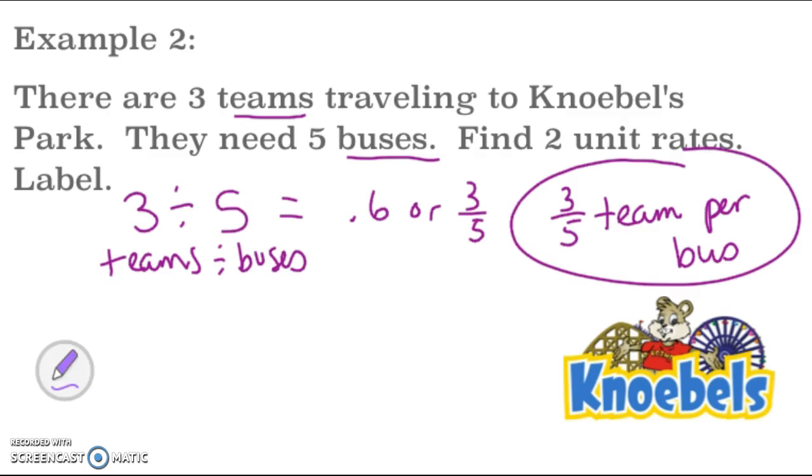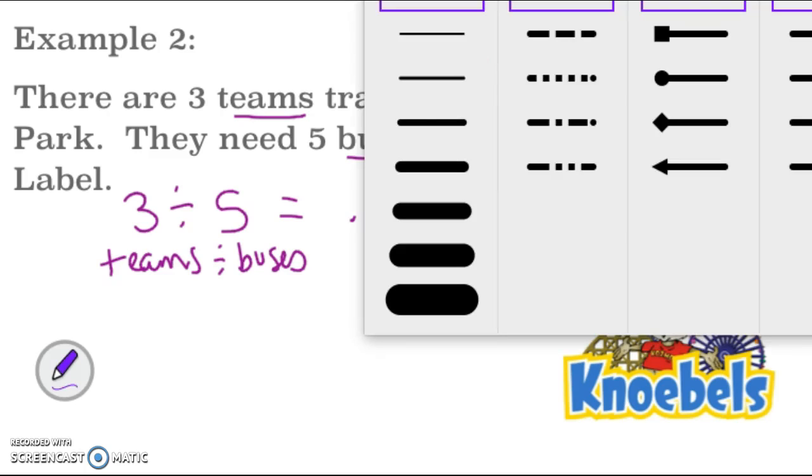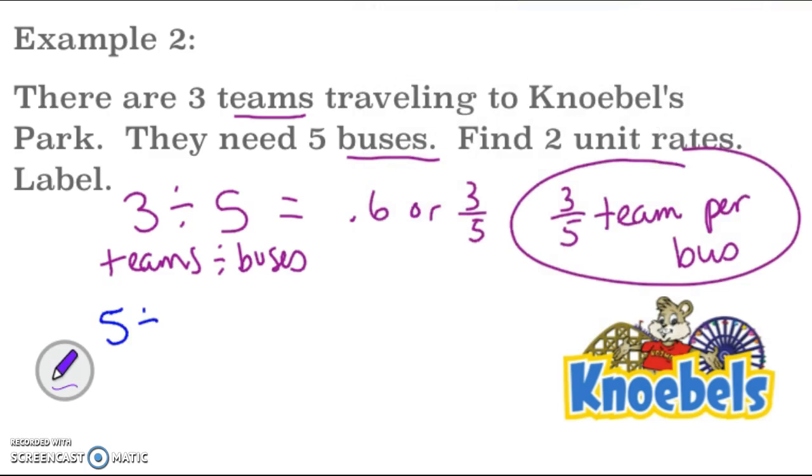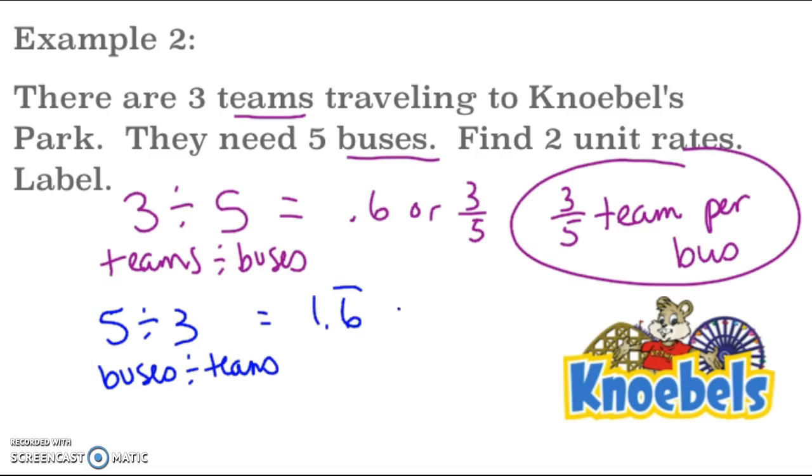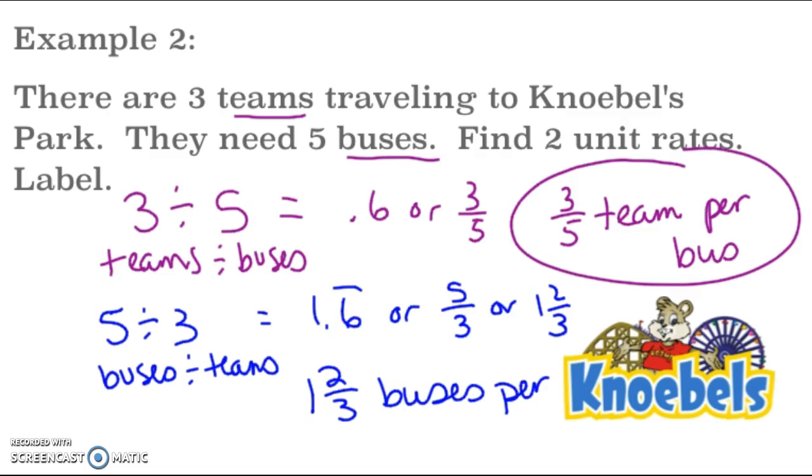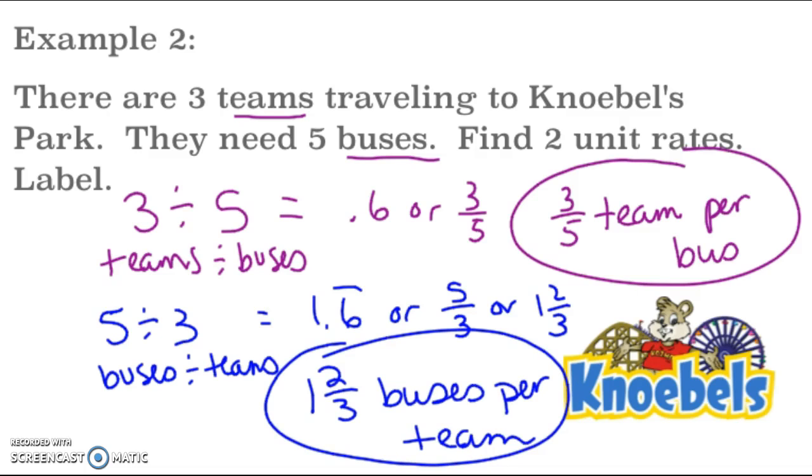Okay, if you're going to do the other order for dividing, then we'll do 5 divided by 3. This time we're doing the buses divided by the teams. So this is 1.6 repeating, or 5/3. You could put 1 2/3. 1 2/3 buses per team. So each team is going to need 1 2/3 buses just to fit that team.